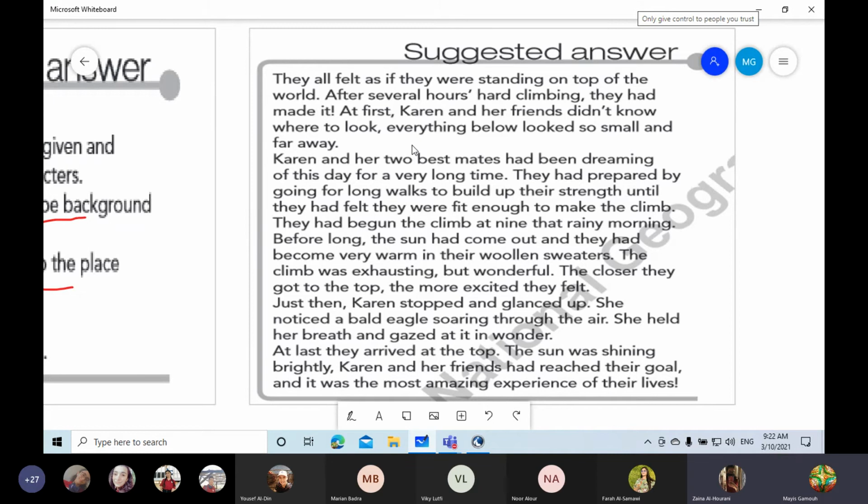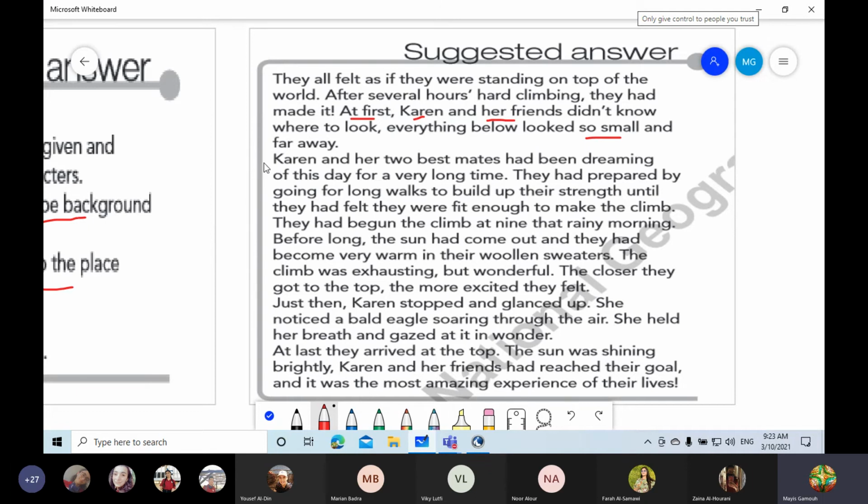Thank you. So here we can imagine, from the first sentence that they gave us, that they all felt as if they were standing on top of the world after several hours of hard climbing. So they were climbing. They had made it. So they moved from one place to another. At first: I used this to say that I am talking about the beginning of my story. Here we insert the names, Karen and her friends, so I gave the characters for my story. They didn't know where to look. Everything below: they are standing on something high because they saw everything below them looking so small and far away.